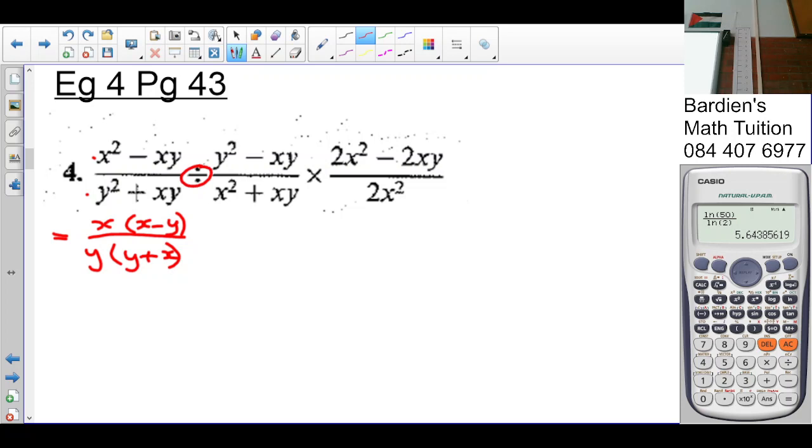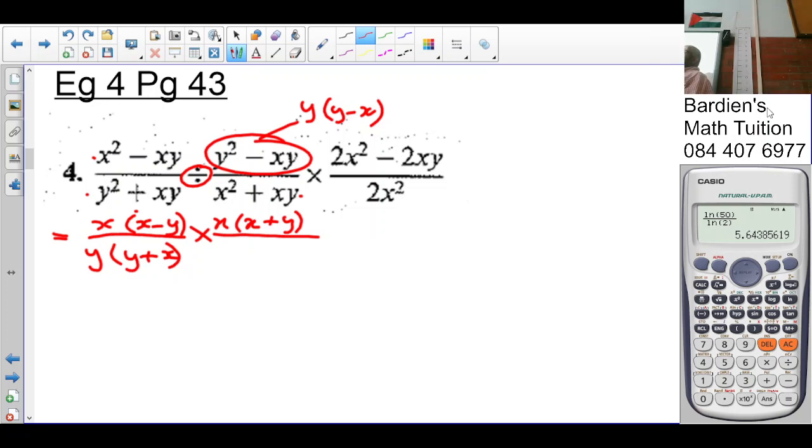Change that to multiplication, double n times. What is common there? X, I'm left with x plus y over... What is common here? Y. And I'm left with y minus x. But remember, we wanted to cancel with that one there. So we will swap this around, and a negative will come. Okay? So it's negative y into x minus y.